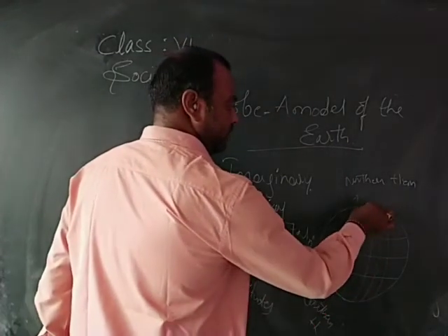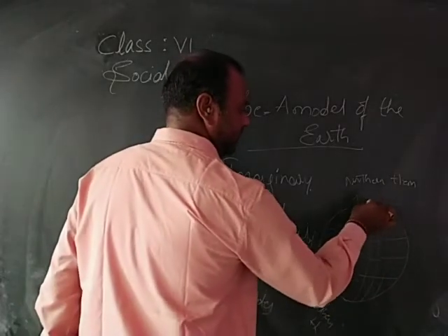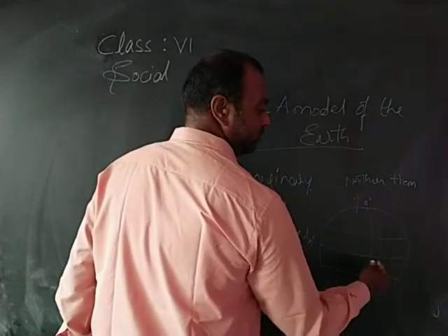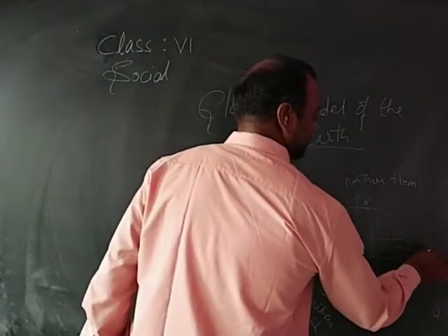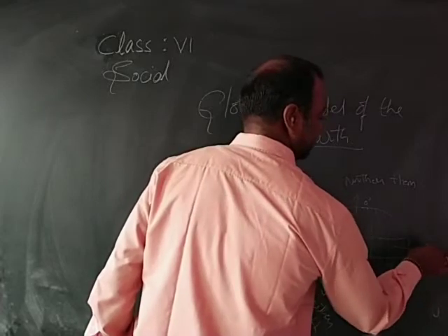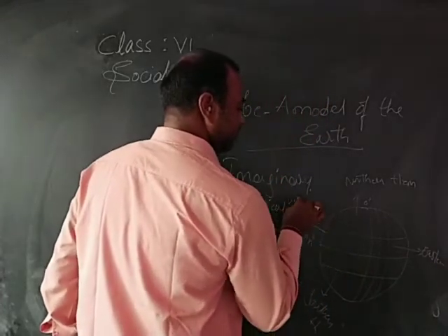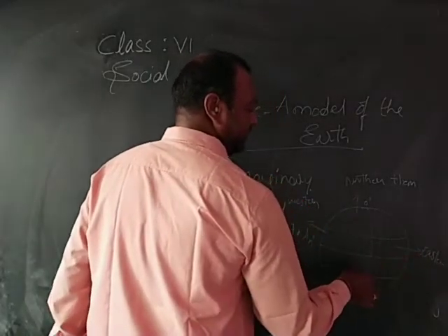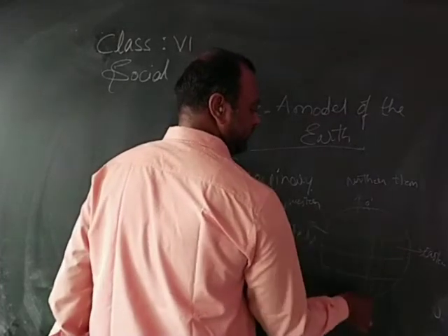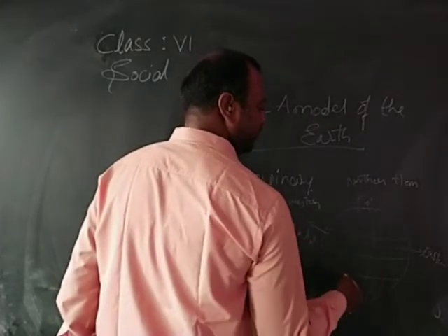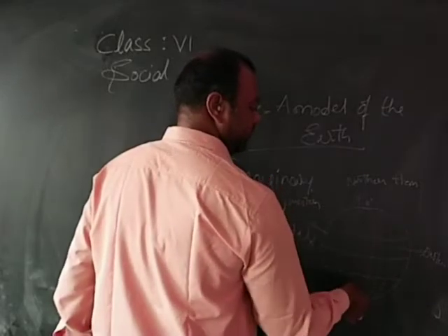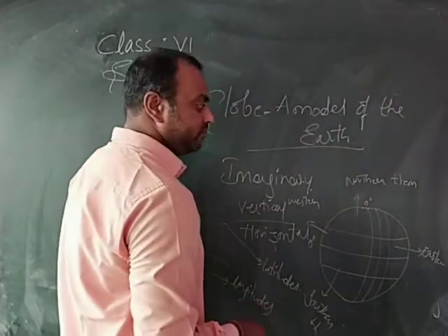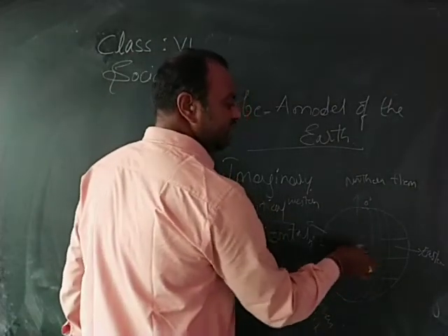In the same way, the central longitude, the 0 degrees longitude, divides the globe vertically into 2 equal halves. This side is called the eastern hemisphere and this part is called the western hemisphere. So the latitude divided the globe horizontally into 2 equal halves. The 0 degrees longitude divided the globe vertically into 2 equal halves. This is the northern hemisphere, this is the southern hemisphere, this is the eastern hemisphere, and this is the western hemisphere.